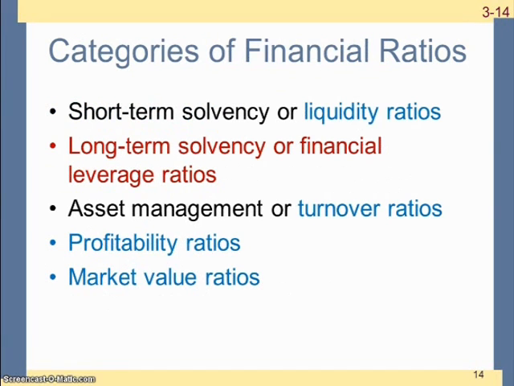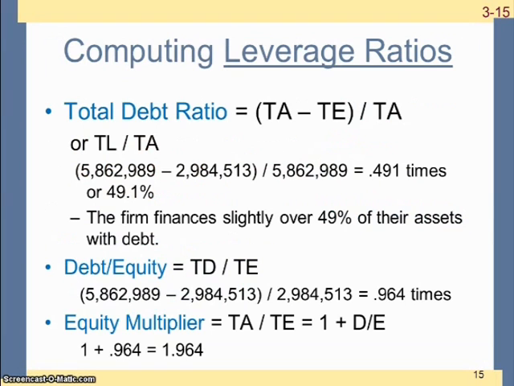Now we are going to the second category of financial ratios, leverage ratios. Leverage ratios are used to get an idea of the company's methods of financing or to measure its ability to meet financial obligations. There are the total debt ratio, debt equity ratio, and equity multiplier. These are the leverage ratios.